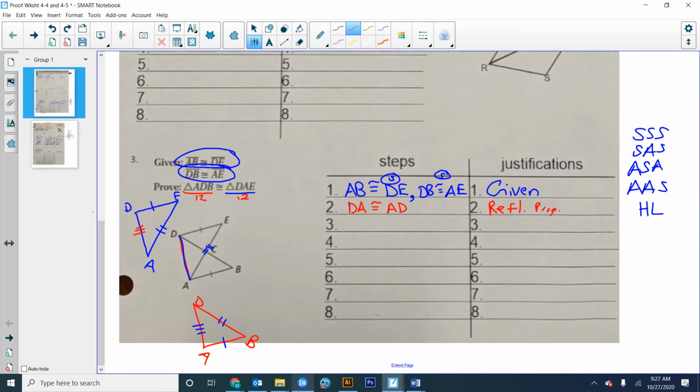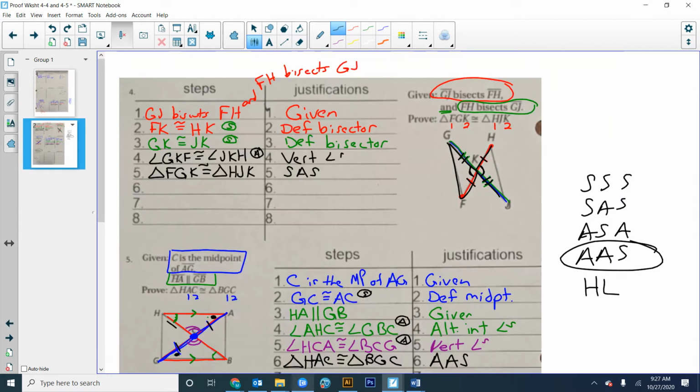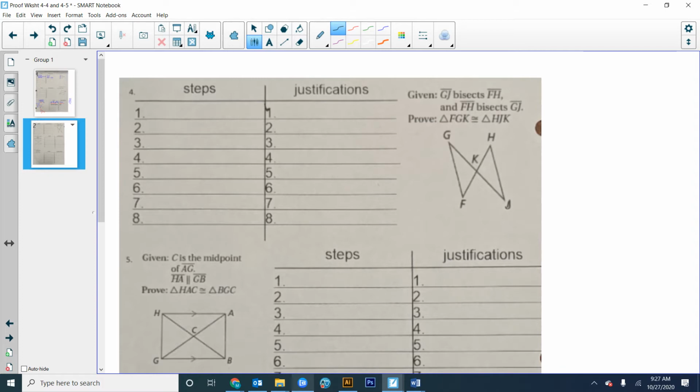Oh, look, there's another pair of sides congruent. What do we have? SSS, triangle ADB. Go ahead. Let's go. S, S, S. How do we feel now? Good enough? Next one.